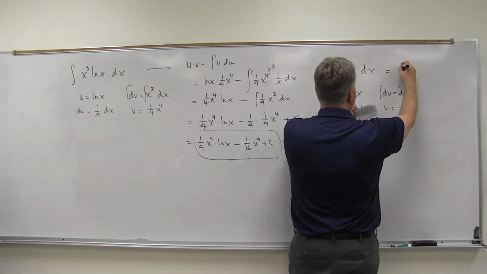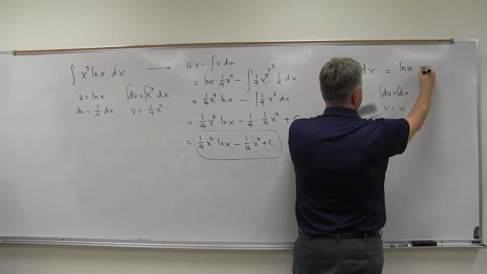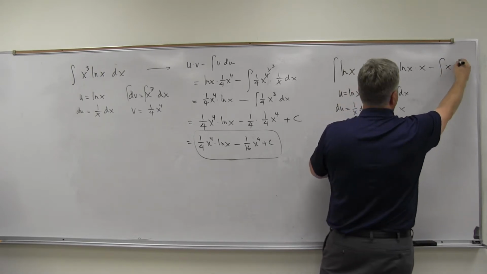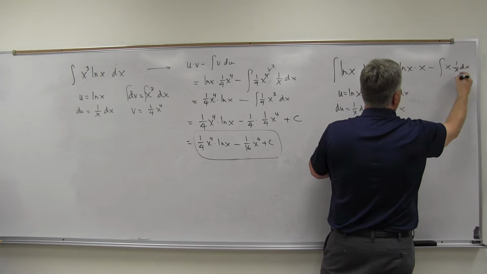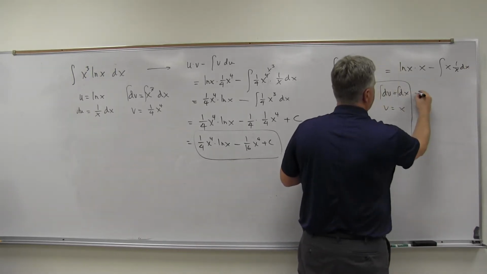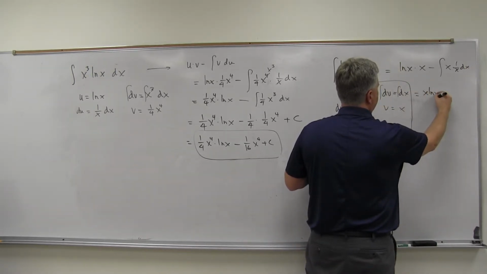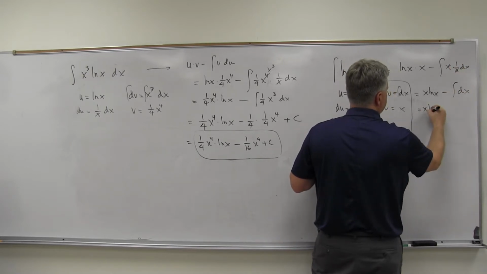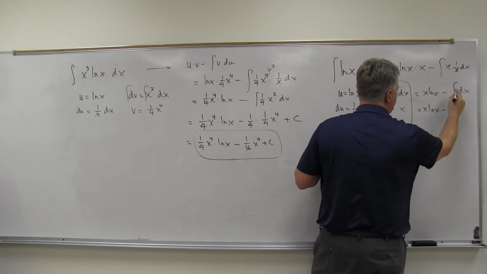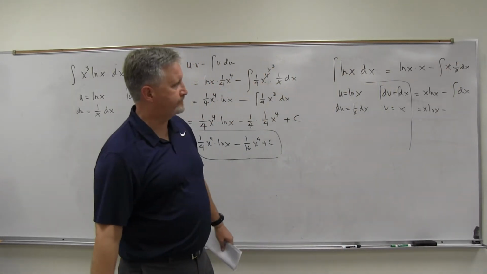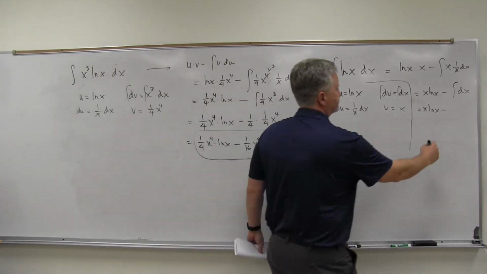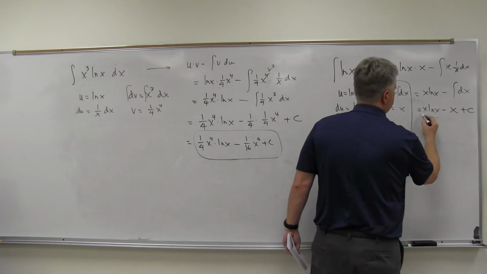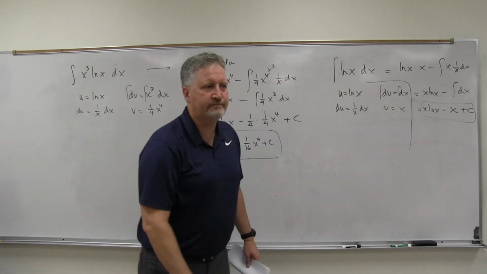So u times v, ln of x times x, minus the integral of v du. So you get x ln of x minus the integral of dx. Well, that's easy. The x is canceled, so that's just x, isn't it? It wasn't that bad.